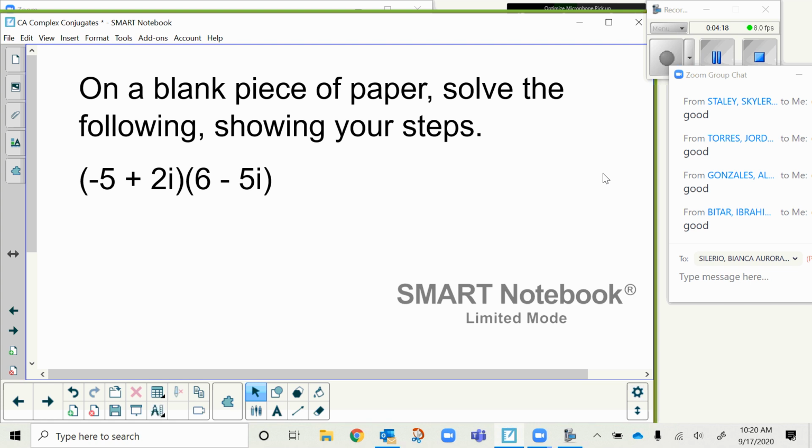So here's your problem. It says on a blank piece of paper, solve the following, show your steps, right? And if you're watching asynchronously, please pause the video now and work the problem before you listen to how we're going to grade it.